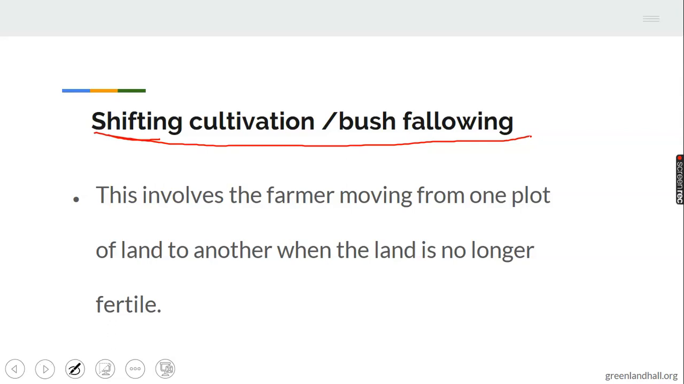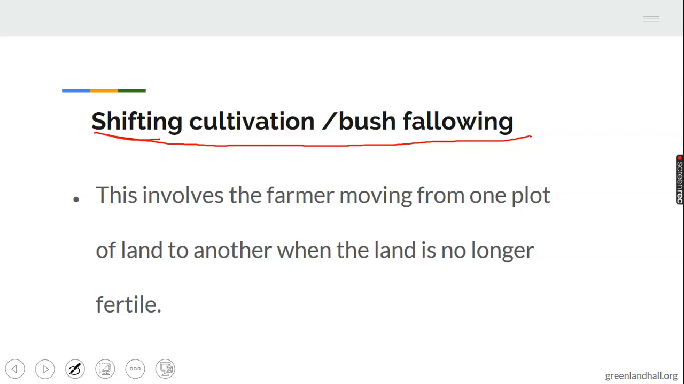The farmer will allow the land to rest because the plants that have been grown on the land for a long time have used up a large quantity of nutrient. Now it is giving low yield. The farmer then will move from that land, abandon it, and allow it to rest for 2 or more years for the fertility of the soil to be restored before coming back to that land.